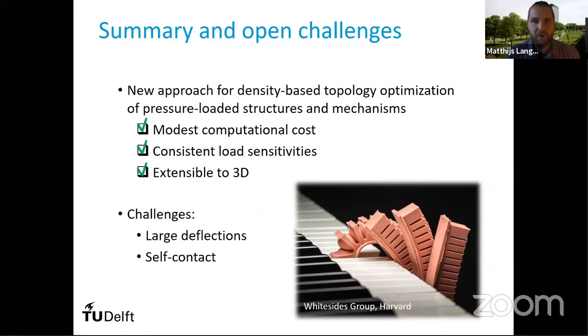So to conclude, I hope I've shown you that this new method that we propose has some interesting properties. It has a modest computational cost, it has correct load sensitivities, and it can be applied in 3D as well. So if you ask me, can we now start designing soft robots? Well, I think for that, we still have some work to do. Because if you look at this picture, for example, it's clear that the deflections here are large, and currently our formulation is based on only linear theory. So that's where we need to do some work. Another interesting aspect is that this device relies on self-contact. It contacts its own surface, and describing that is also an interesting puzzle. So we still have some steps to take there. And with that, I thank you for your attention.